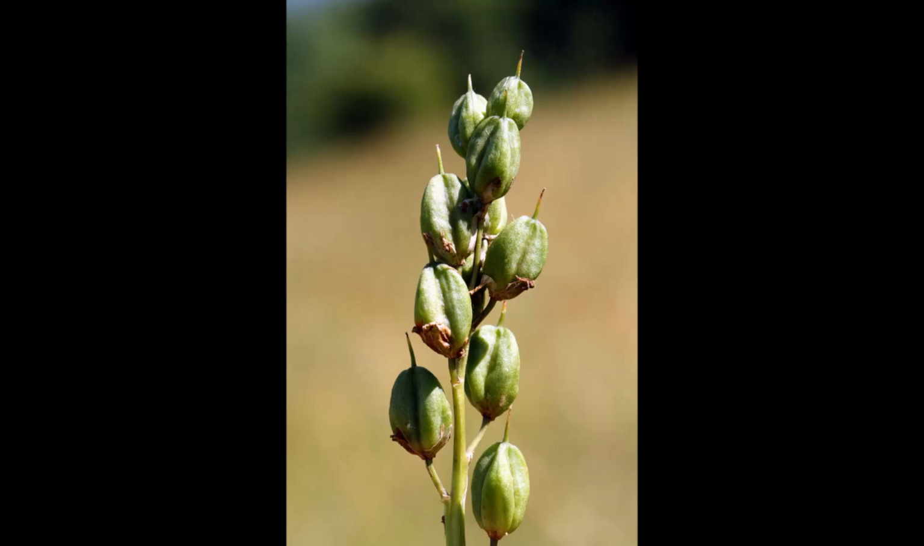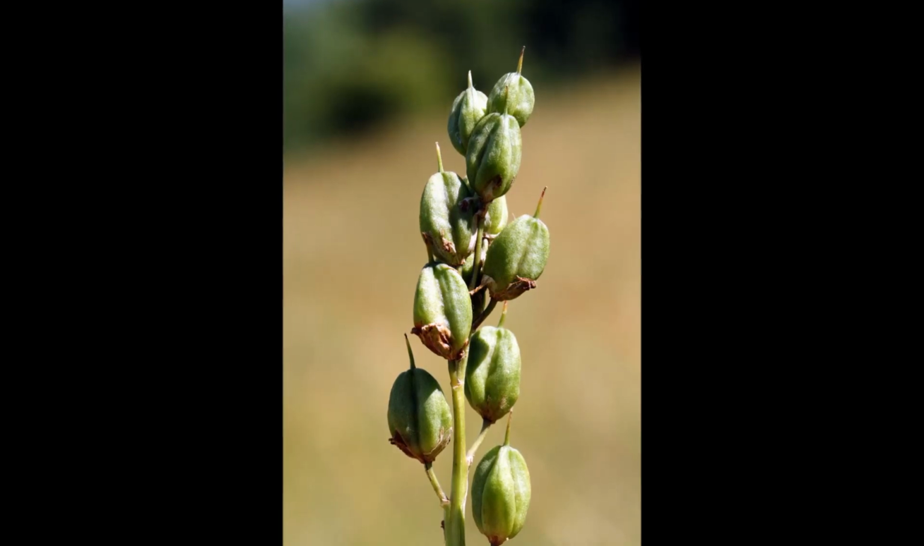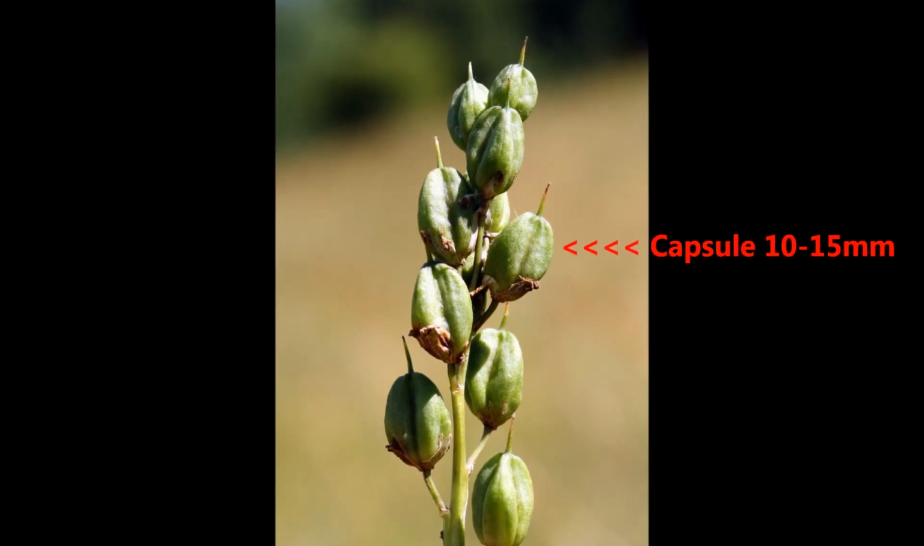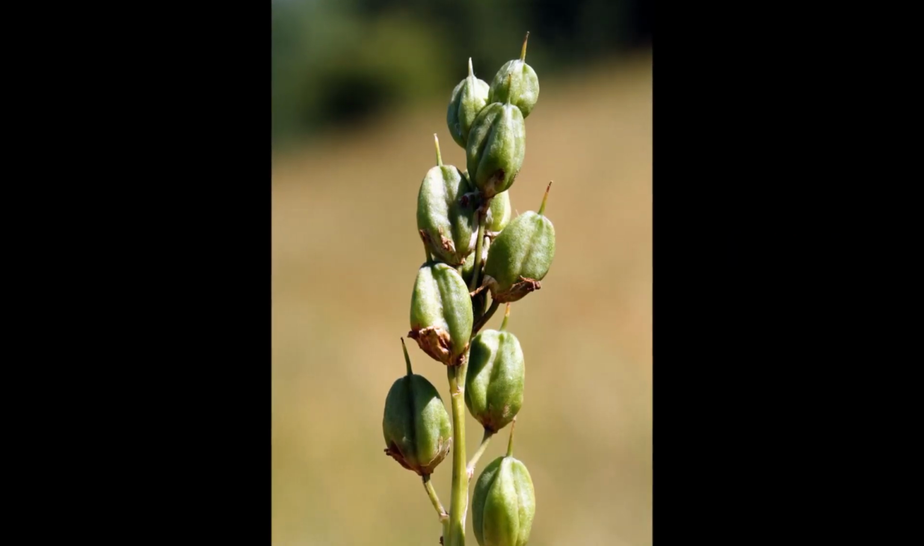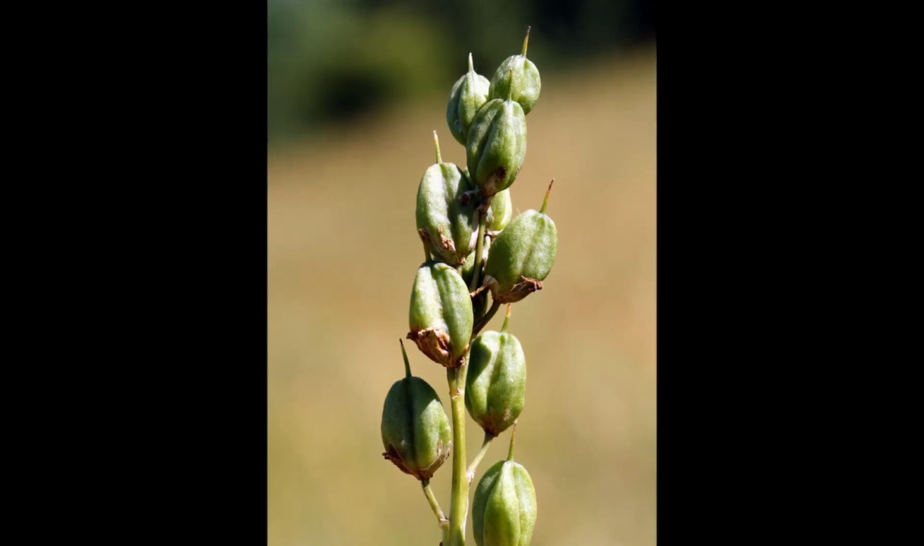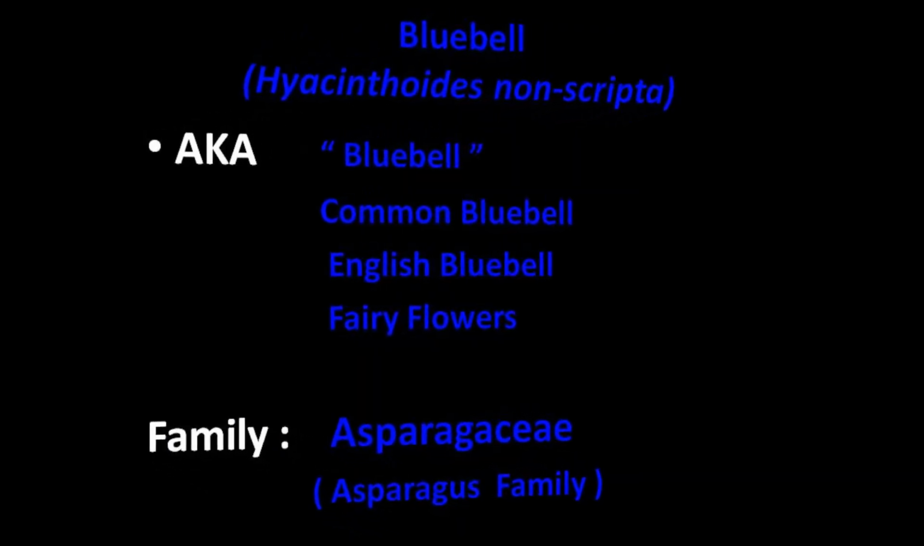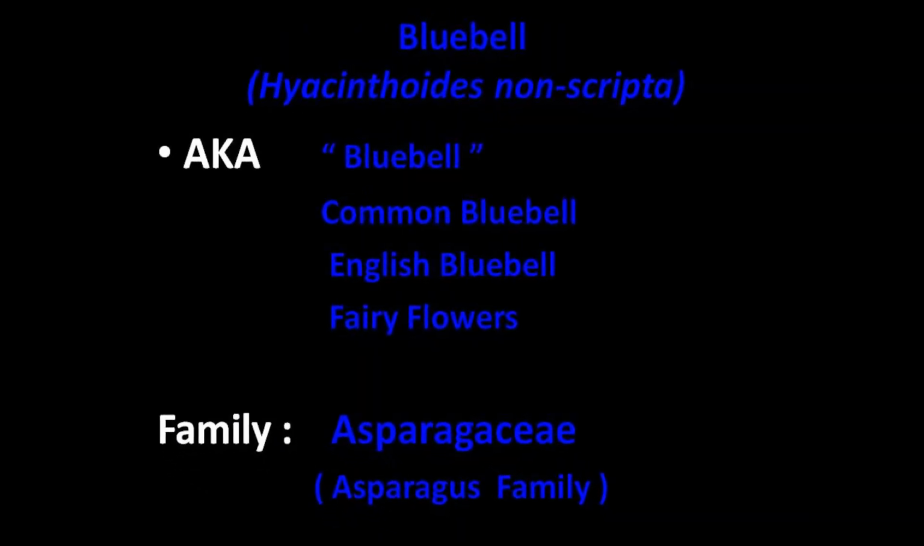The fruit of bluebell consists of a globular capsule of about 10 to 15 millimeters, and each capsule contains 3 seeds, which are black and approximately 3 to 4 millimeters in size. Bluebell is known by a number of straightforward common vernaculars, namely bluebell, common bluebell, English bluebell, fairy flowers, blue bottles. And as pointed out, it is a member of the family Asparagaceae, or the Asparagus family.